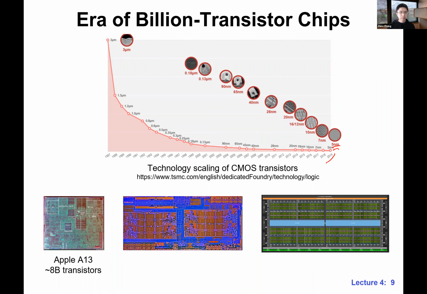Next one is a server class CPU. It's not from Intel, since Intel has its own fabrication facility. This is from AMD. This is a multi-core CPU processor, and it has close to 40 billion transistors. All right. Any guess what's the next one? Next one is, of course, larger. We just talked about mobile CPU and server class CPU. Any guess what's the next one?